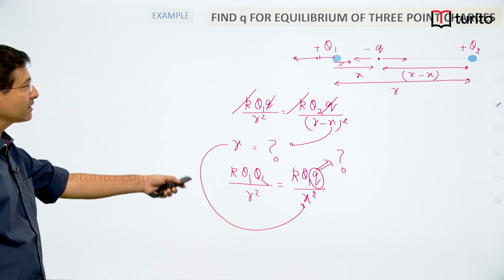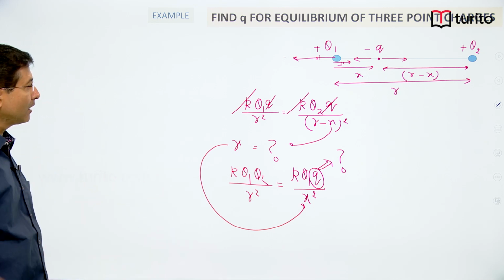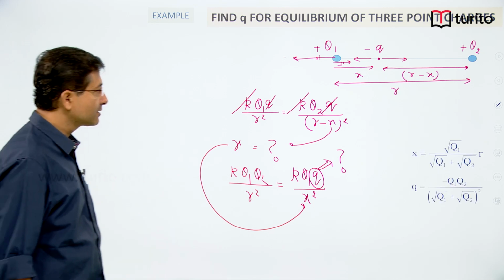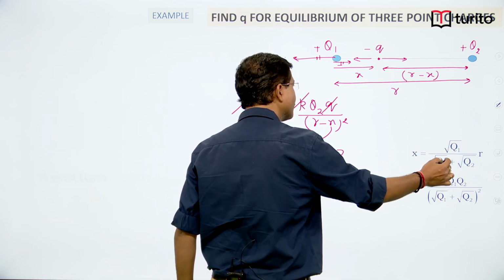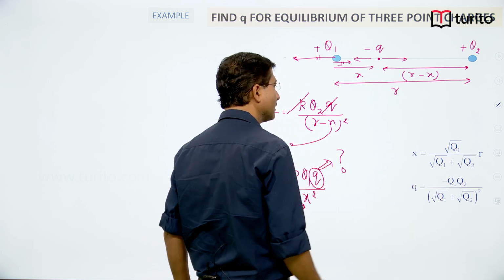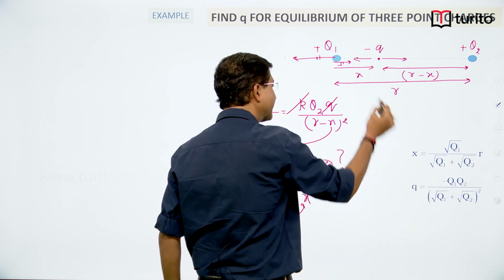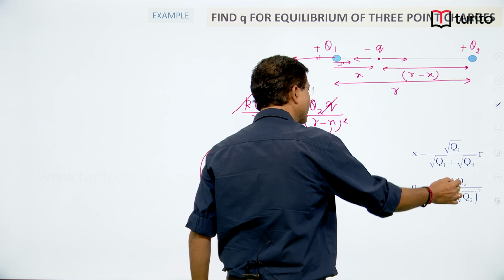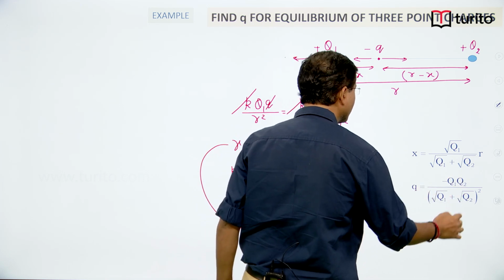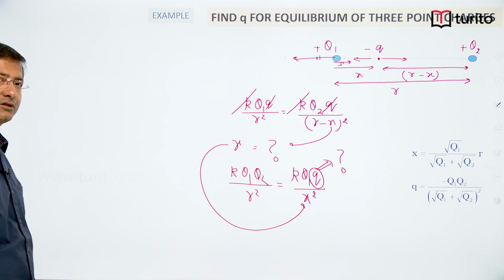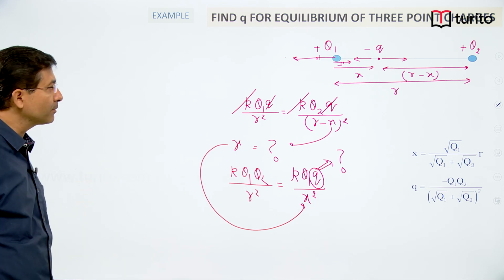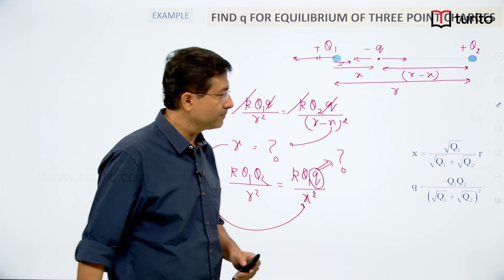So, I hope now you can simplify, you understood the concept. After simplification you will get this, x is equal to under root Q1 divided by under root Q1 plus under root Q2, into R, and Q as it is coming negative, minus sign is there, Q1 Q2 in bracket under root Q1 plus under root Q2 whole square. I hope procedure is clear. Let us see one example based on the same concept.